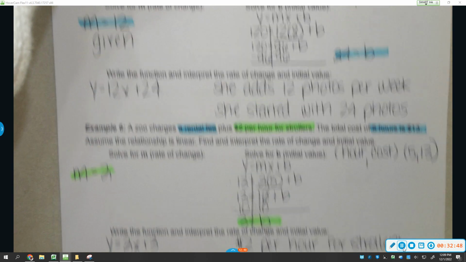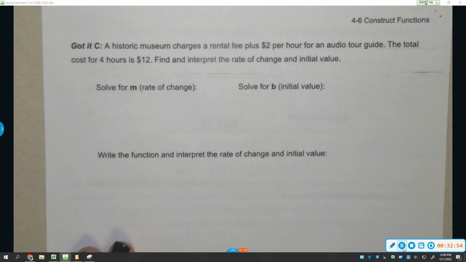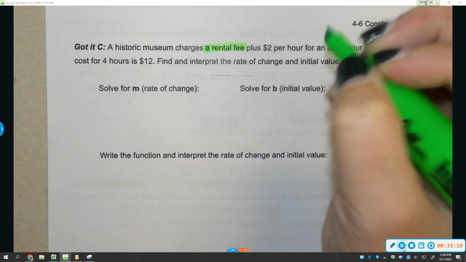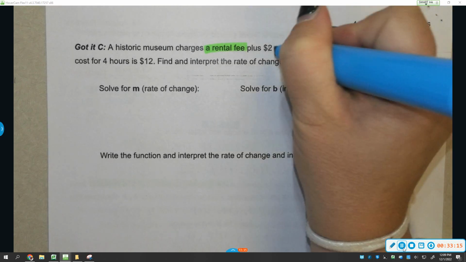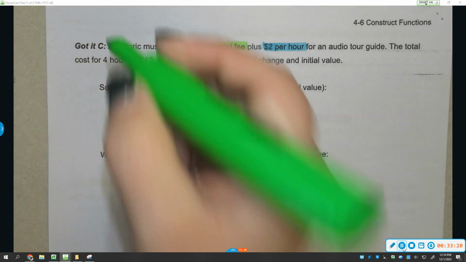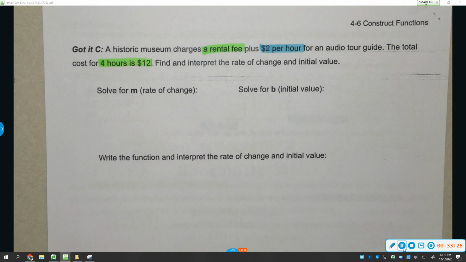All right, so looking at the back, Got It Problem C. Just like previously, you're going to solve this one on your own. But once we read through it, you'll notice it's super similar to exactly what we just did. A historic museum charges a rental fee. There we have another rental fee. Plus $2 per hour for an audio tour guide. The total cost for 4 hours is $12. Find and interpret the rate of change and the initial value.